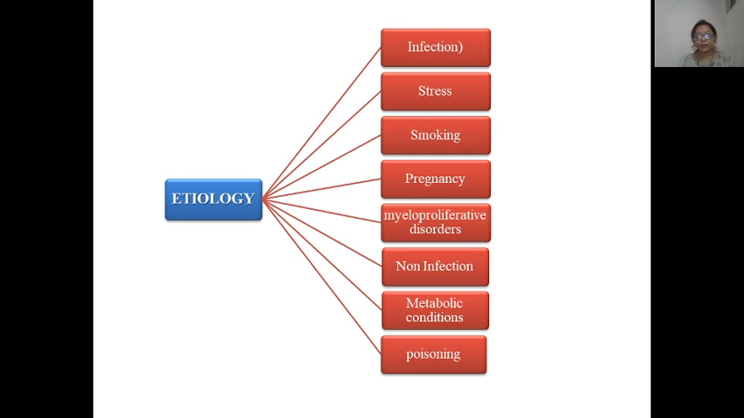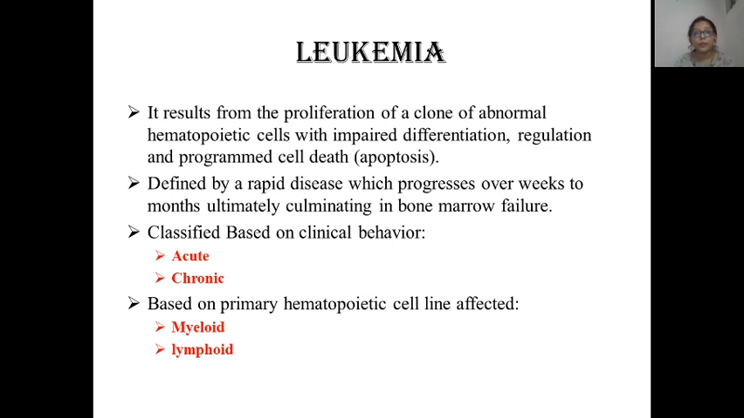All these things contribute to the granulocytosis. Now, leukemia. Leukemia results from the proliferation of a clone of abnormal hematopoietic cells with impaired differentiation, regulation, and programmed cell death. Now, a clone is a genetically similar body that is intentionally made in various serological departments or laboratories. It is the proliferation of a clone of abnormal hematopoietic cells with impaired differentiation, regulation, and programmed cell death.